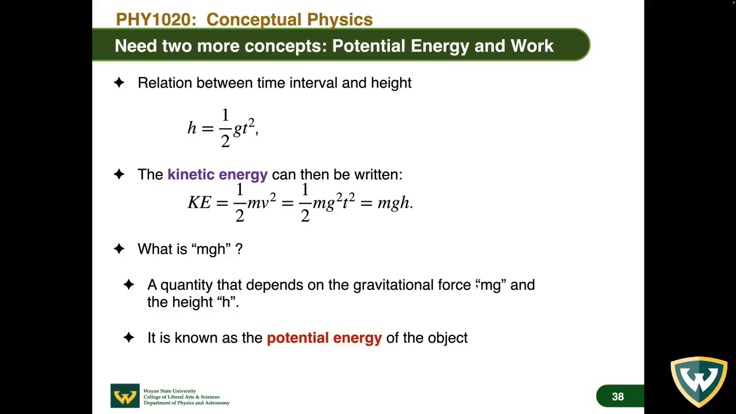It's applying a force mg, and it's applying this force during a certain path length or distance h. And so we say that mgh is the potential energy of the object at height h. So we will call mgh the potential energy, or more specifically the gravitational potential energy of the object at that height.